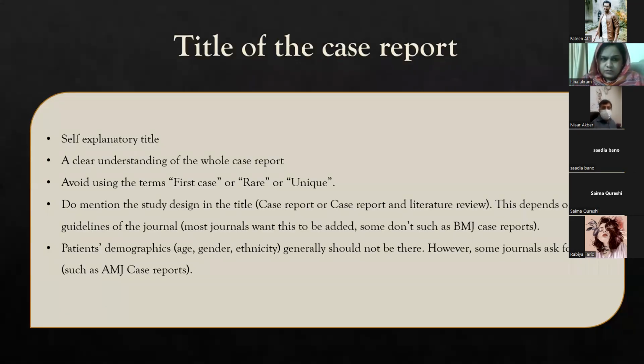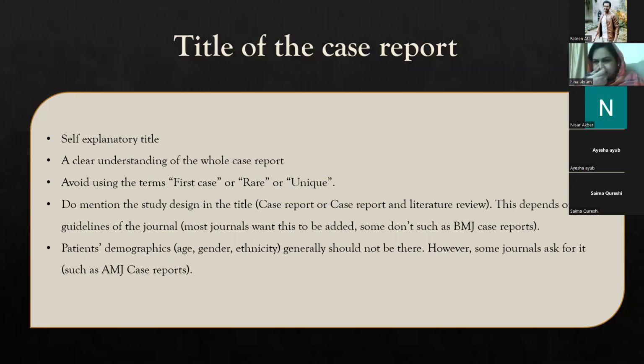And also, in the title of the case report, patient's demographics usually should not be there. For example, the age of the patient, gender of the patient, ethnicity of the patient. Usually you should not write them, but some journals do ask for it specifically. For example, one of the famous journals, American Journal of Case Reports, sometimes they ask for it actually.